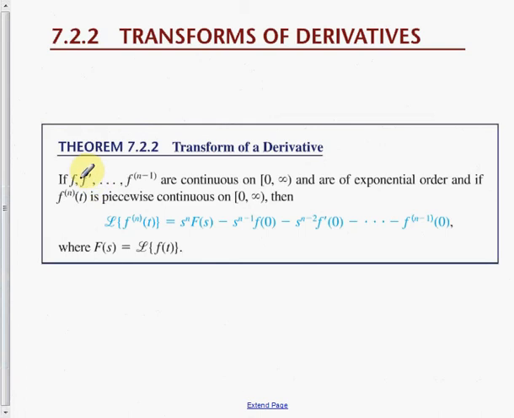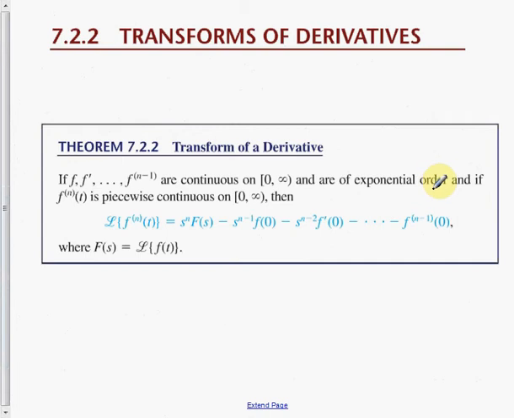The theorem says: let f and its derivatives up to n minus 1 be continuous on some closed interval from 0 to positive infinity, and are of exponential order. That is, the so-called solution types will be exponential. So they're kind of begging that the problem is a differential equation with constant coefficients, because your solutions came out to be of exponential order. So that's what they're claiming here.